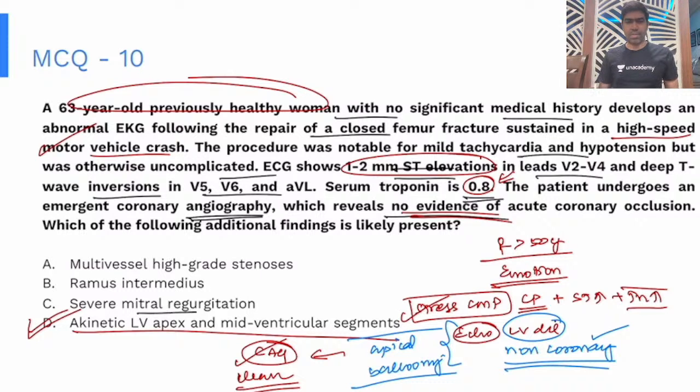Definitely it's not severe MR. Severe MR would have had other findings like your pansystolic murmur and so on. So it's definitely not severe MR. Coronaries are clean, so option A is a kind of dummy choice. You're not going to expect any multivessel high-grade stenosis.